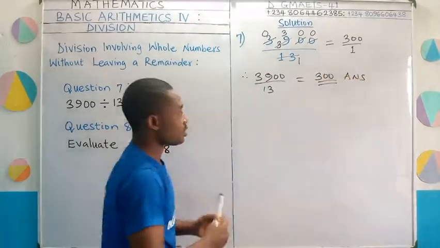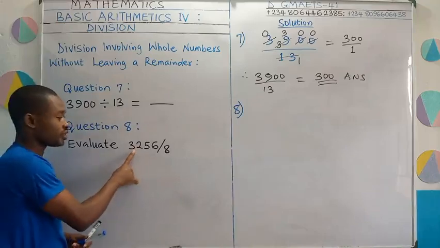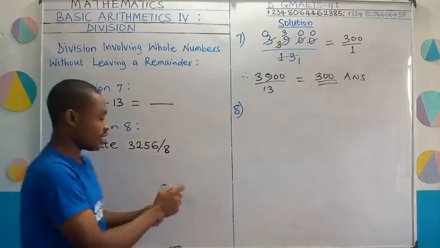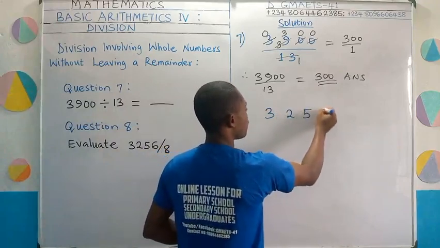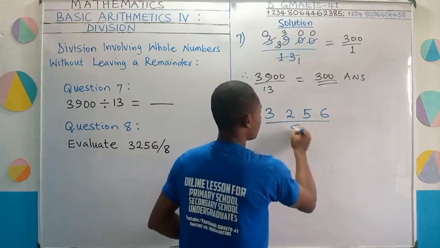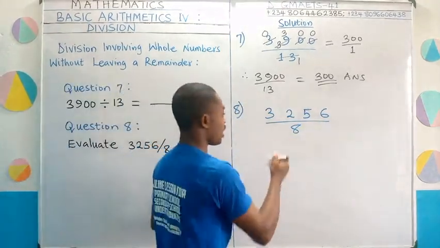Let us pick our last question and look at the solution now. This is 3,256 divided by 8. Good. So we move on straight to divide. Let's see what we're going to get.